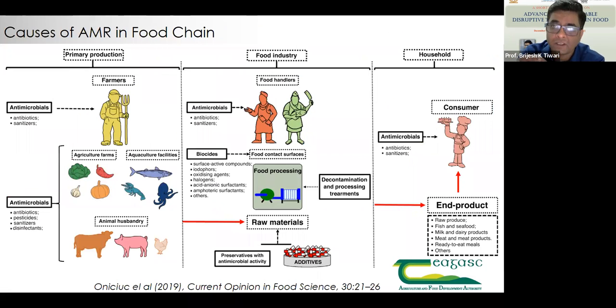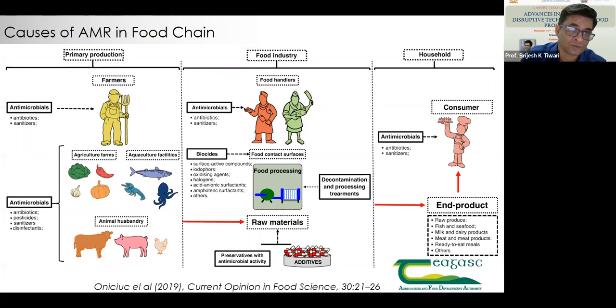So if we go back to risk assessment and novel technologies, the first thing is: what are the causes of antimicrobial resistance in a food chain? It's primary production, food industry, and household. At the farm level, there are farmers' usage of antibiotics and different sanitizers. We are using a lot of sanitizer as a result of COVID, but that is quite an issue, as we might have some resistance coming in microorganisms because of excessive or indiscriminate use of sanitizers at agriculture farms, aquaculture facilities, or animal husbandry, along with antimicrobials like antibiotics, pesticides, sanitizers, and disinfectants. So this is one of the causes of antimicrobial resistance at farm level.